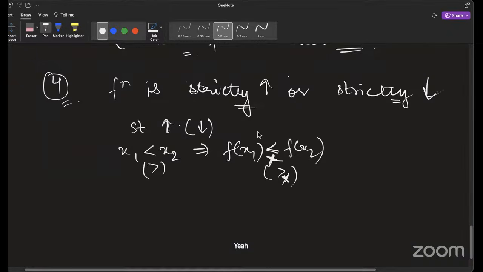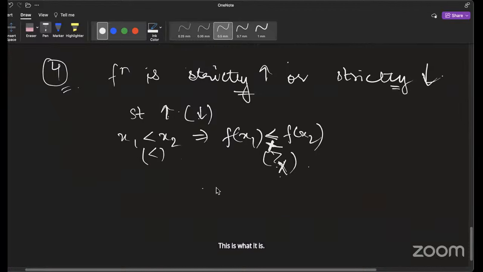Ma'am, can you repeat for decreasing functions? It should be f of x1 greater than f of x2 if x1 is less than x2. We've changed the signs in the brackets. This one should be different, and this one should be the same. Yes, this is what it is.